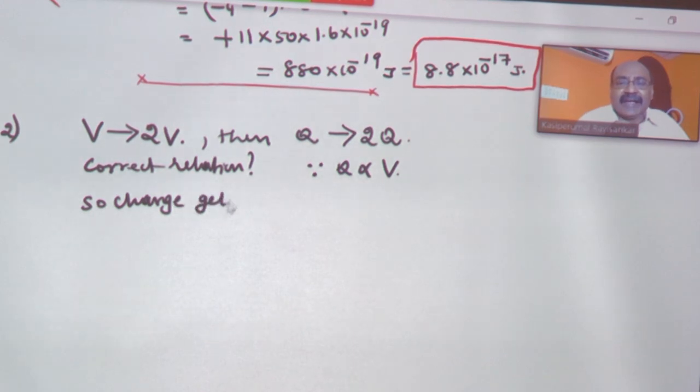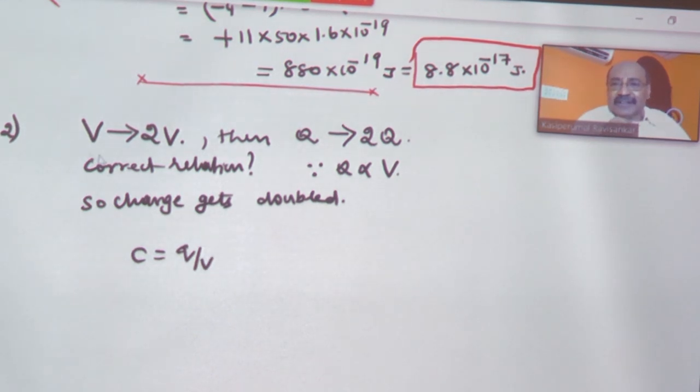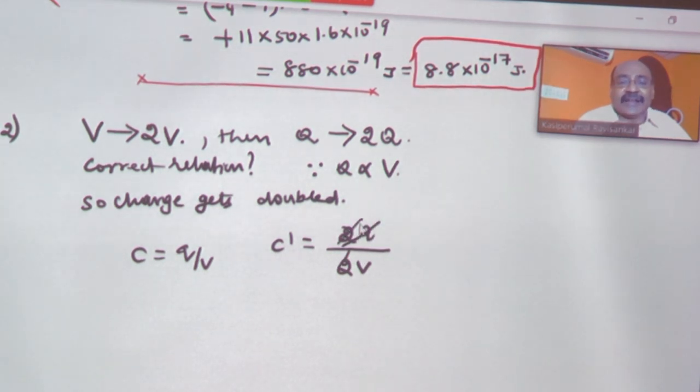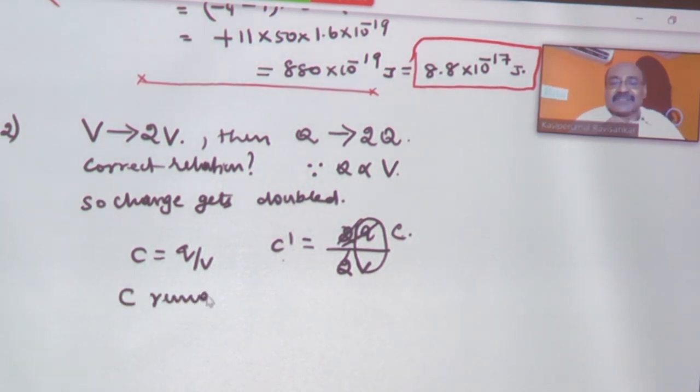But what is the expression for capacitance? C is equal to Q divided by V. This is the original. When it is increased, let us consider it as C dash. When the potential is increased to 2V, Q increases to 2Q. The 2 will get cancelled, and again Q by V is C. So C dash will become C. Therefore, C remains constant.